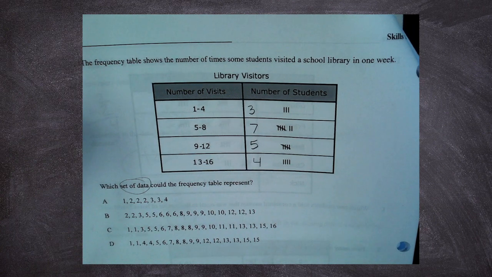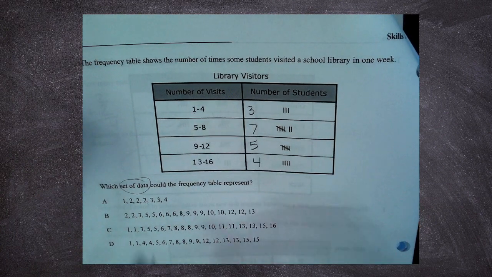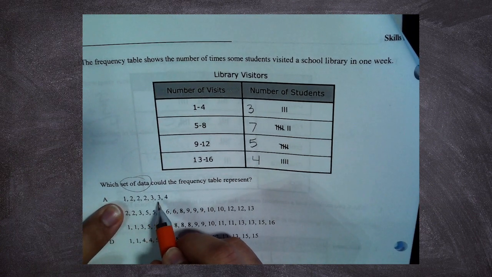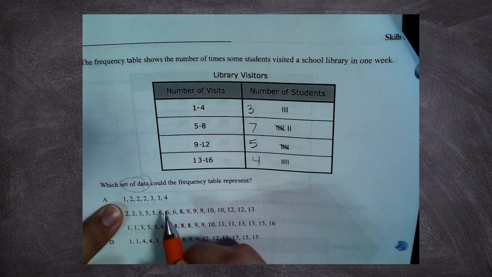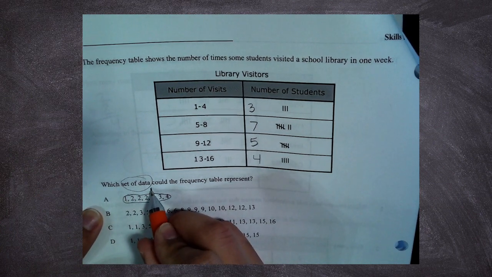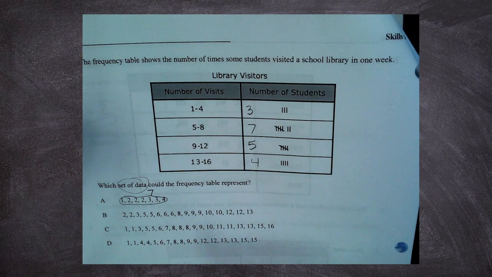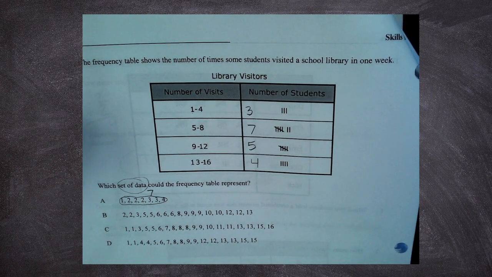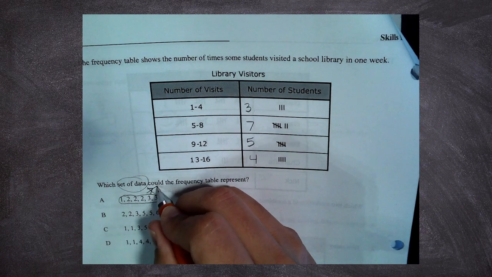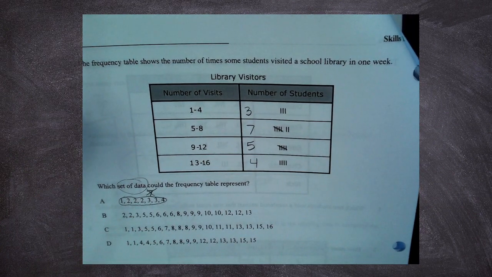So the first thing I'm going to do is I'm going to look at my answer choices. And I'm going to count all of the numbers that are between 1 and 4. 1, 2, 3, 4, 5, 6, 7. That's okay, Kylie. So answer choice A has 7 numbers between 1 and 4. But we said only 3 people went between 1 and 4 times. So I don't want to pick answer choice A.